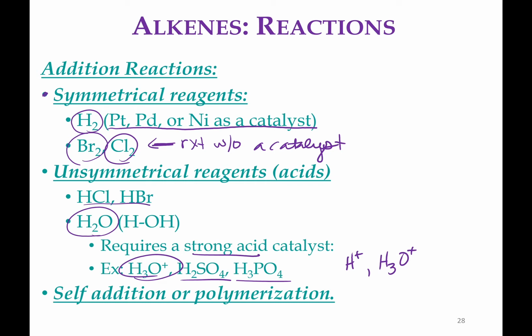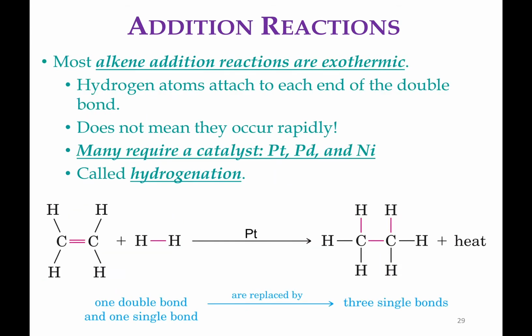One important part of alkenes is they are one of the things that help us make polymers. So when they add to themselves, they can build out in both directions, causing polymerization to occur, and we can add hundreds or thousands of these together to create different polymers like we see in our everyday world. Most of our alkene addition reactions are exothermic. Hydrogens are going to attach to each end of the double bond here in hydrogenation, but just because they're exothermic, meaning that they're going to give off heat, does not mean that they are going to be happening quickly.